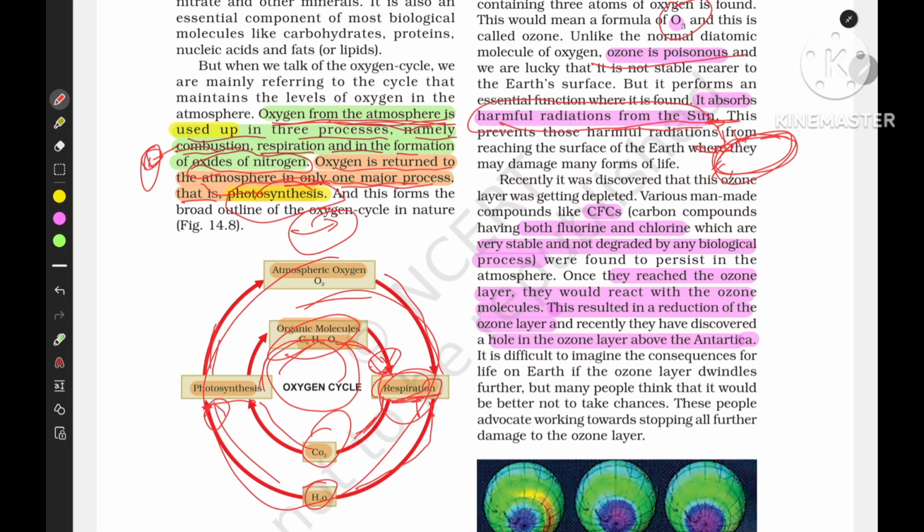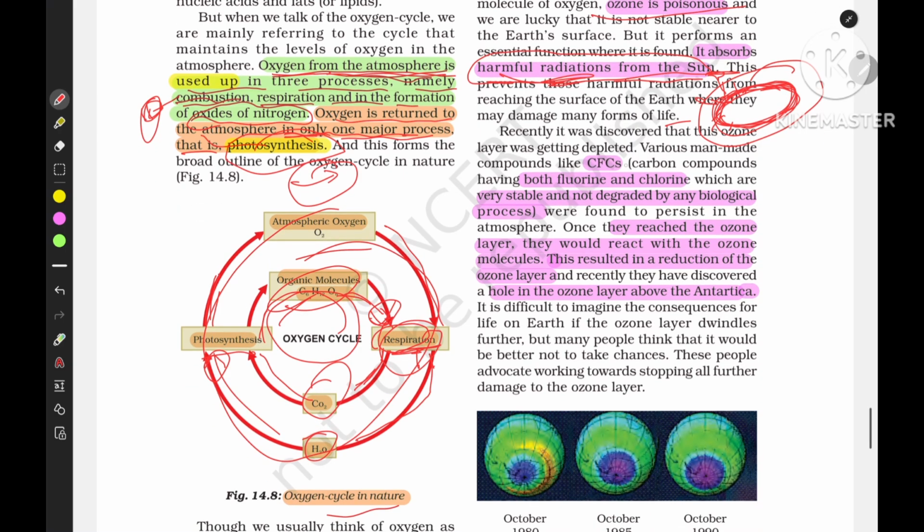There are multiple harmful effects when the harmful radiations, UV rays, reach the surface of the earth. They cause changes in the DNA, RNA, and proteins, and form cancer. So this harmful radiation is blocked by the ozone layer and does not reach the earth's surface. So depletion of the ozone layer is not good for living organisms on earth.